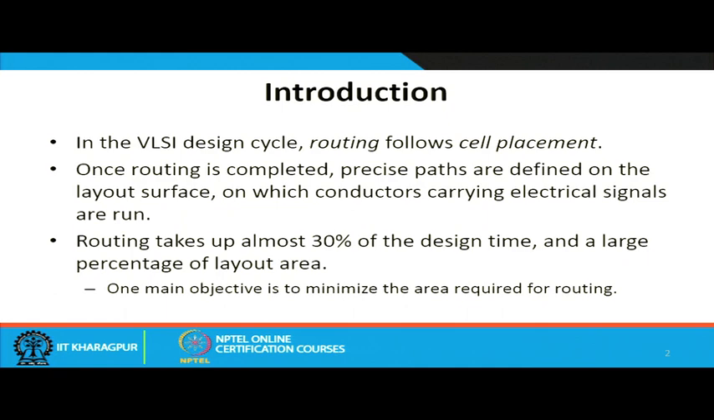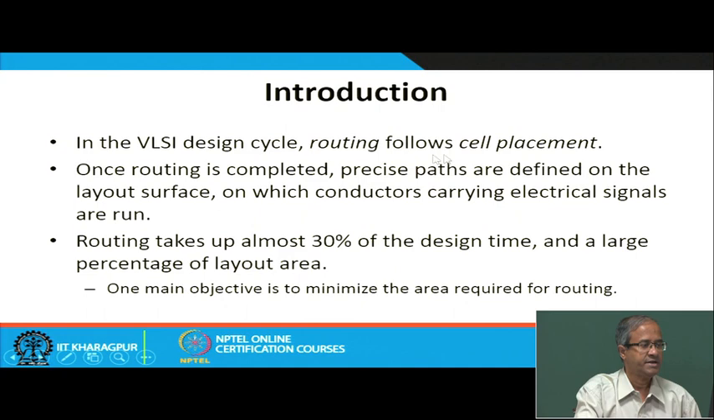So we start with something called grid routing. Let us see the basic problem of routing to start with. As I've said, after cell placement is completed, the cells or the modules are placed on the silicon floor, we have to interconnect all the pins according to the specification of the nets. This process is called routing. Once you complete the process of routing, you actually determine the precise paths for the wires to run between the pins so as to connect them. Usually this routing is carried out on the metal layers in silicon.